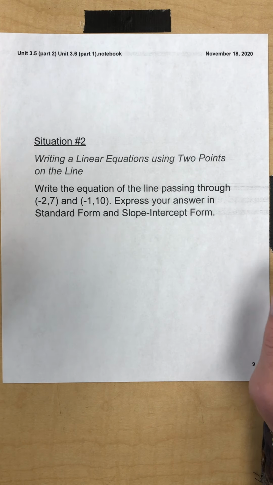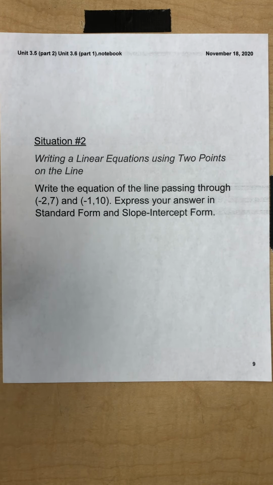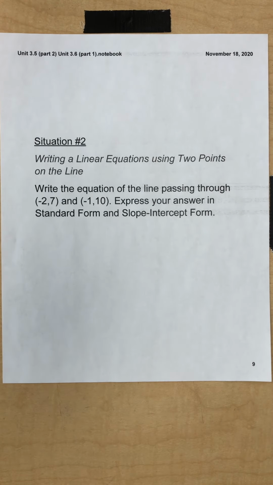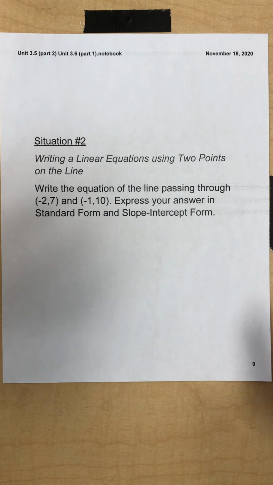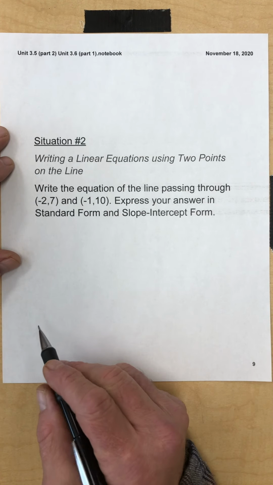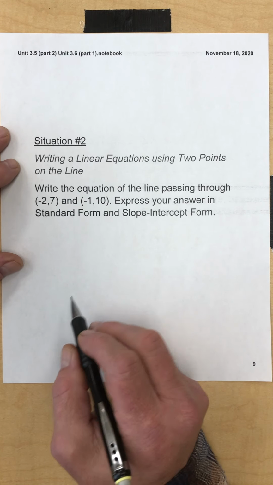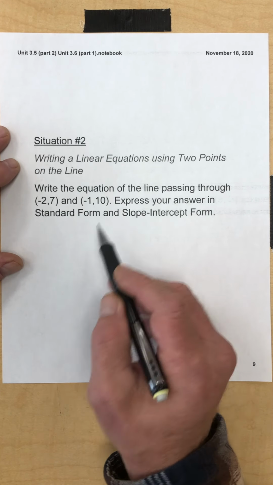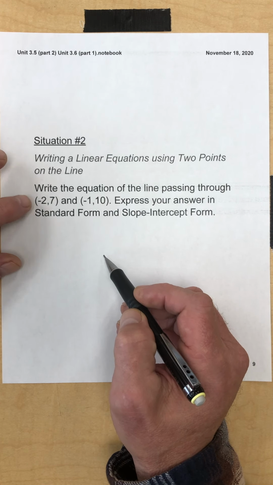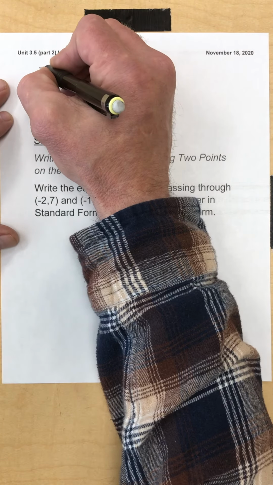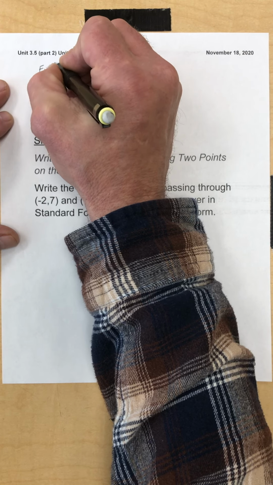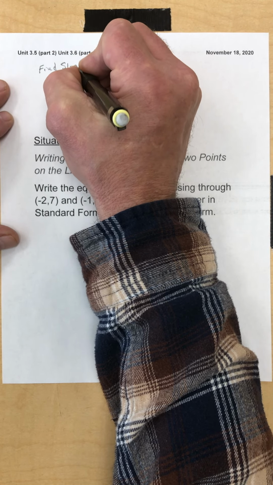And so we're working on writing linear equations. The first situation we had was where they give you the slope and 1 point, and then we write the equation and express our answer in both slope-intercept form and standard form. The second situation is if they just give you 2 points. Notice they don't give you the slope, but we need the slope to write a linear equation. So the very first thing we have to do is find the slope.